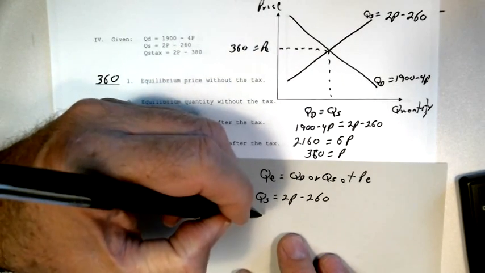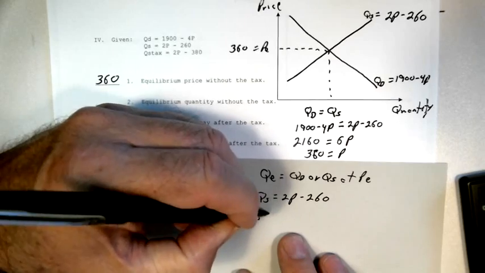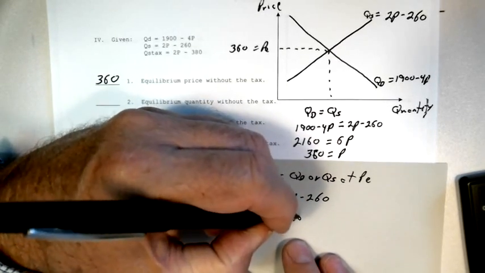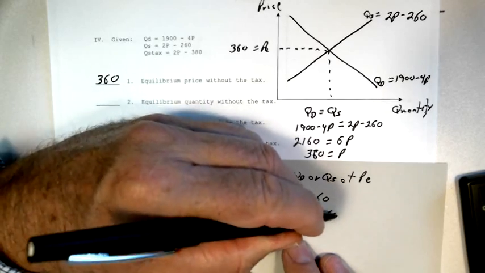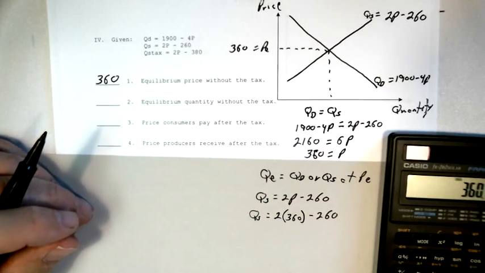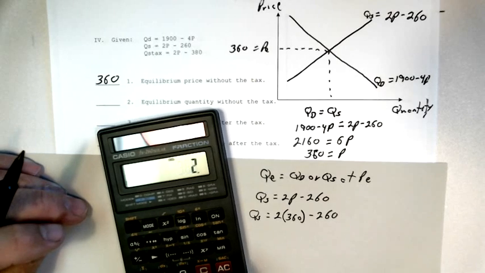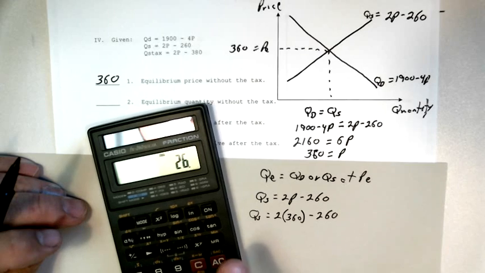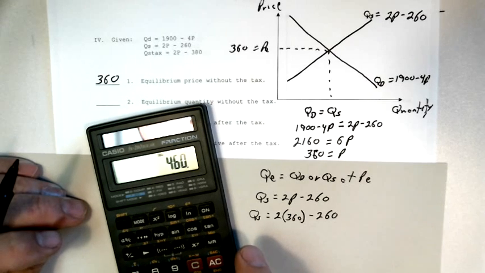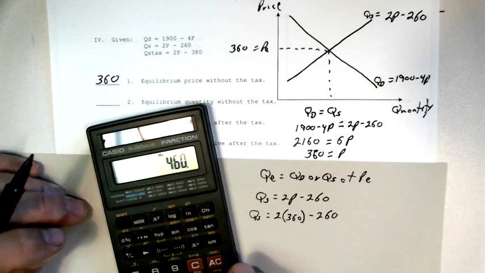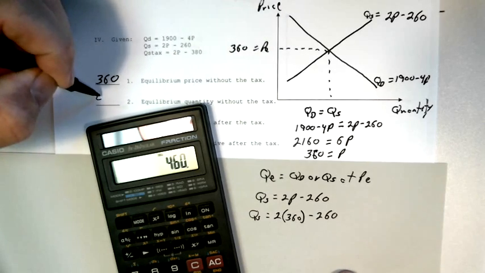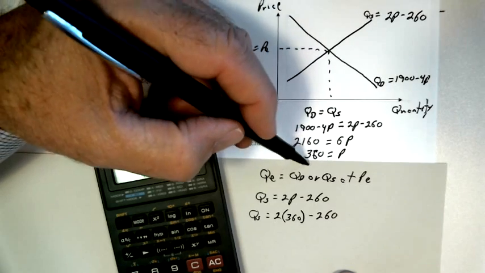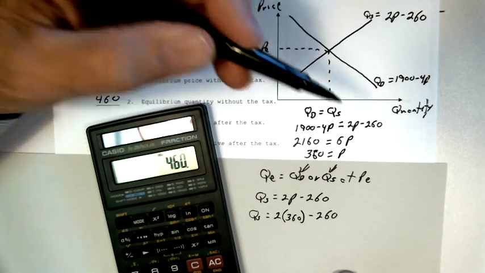Now I'm going to plug in the equilibrium price, which we found to be 360. So that is 2 times 360 minus 260. So I get an equilibrium quantity of 460. It seems like a big number, but I guess that's right. 460. I can check my work because remember, it's the quantity demanded or the quantity supplied, either one.